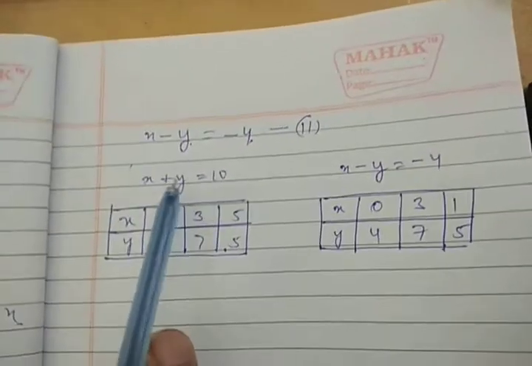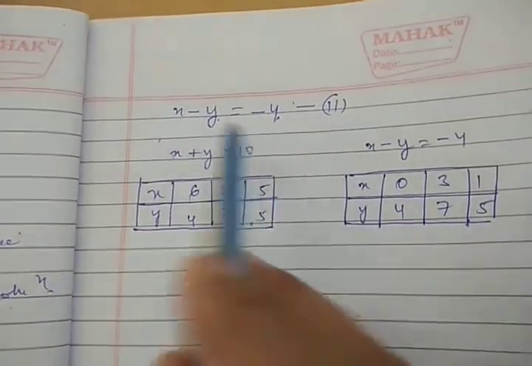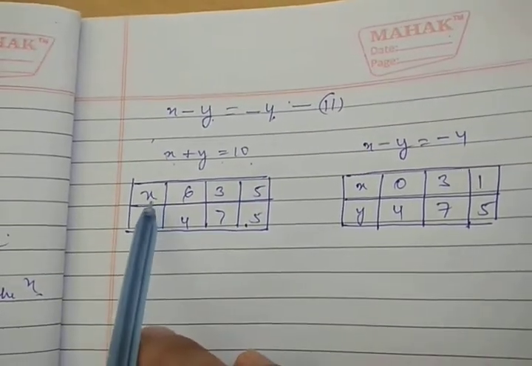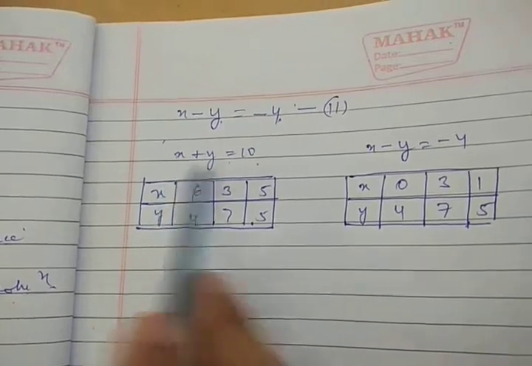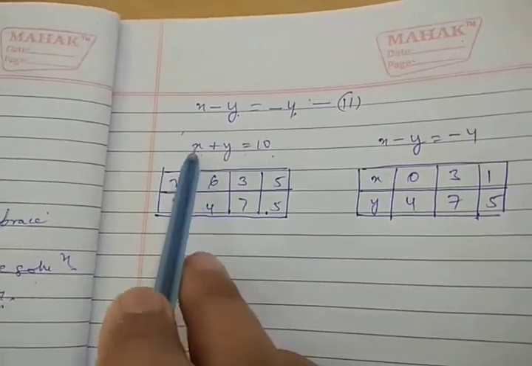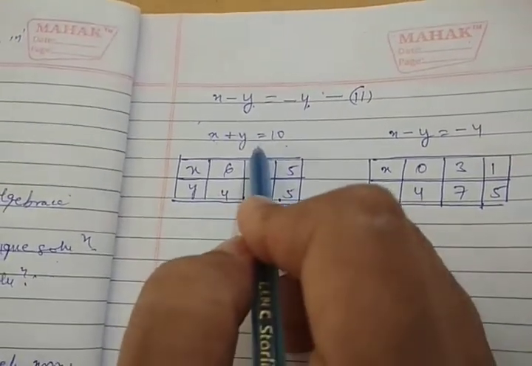Now plotting the graph for both these lines, that is the first and the second line. First, x plus y equal to 10. We can have the points: when x equal to 6, y equal to 4; x equal to 3, y equal to 7; x equal to 5, y equal to 5. These are the points for the first equation.